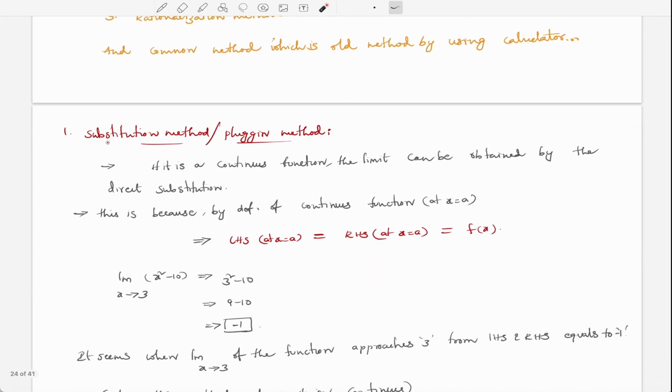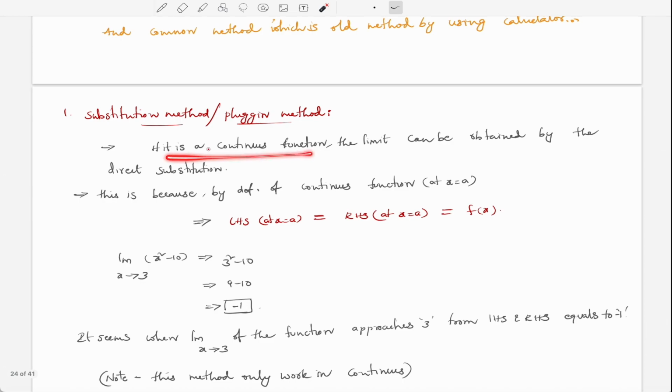What do we mean by the substitution method? By the word you can understand it: we just plug some values into the function, so this is also called the plugging method. If it is a continuous function, meaning our function has to be continuous, otherwise it is not defined, the limit can be obtained by direct substitution. We simply substitute the values and get our function output. This is because of the definition of continuous functions; just review it and you will get it.